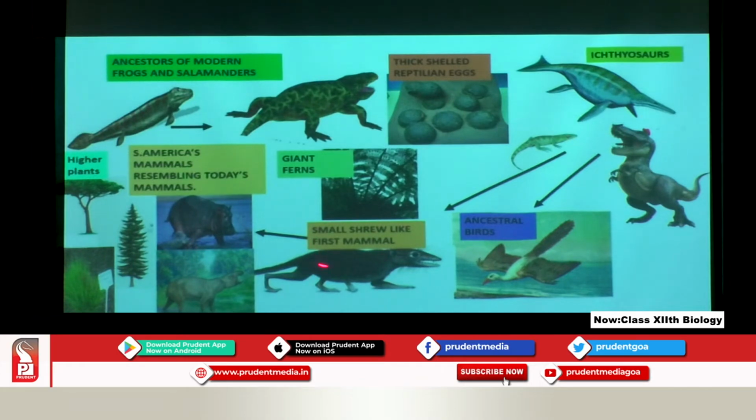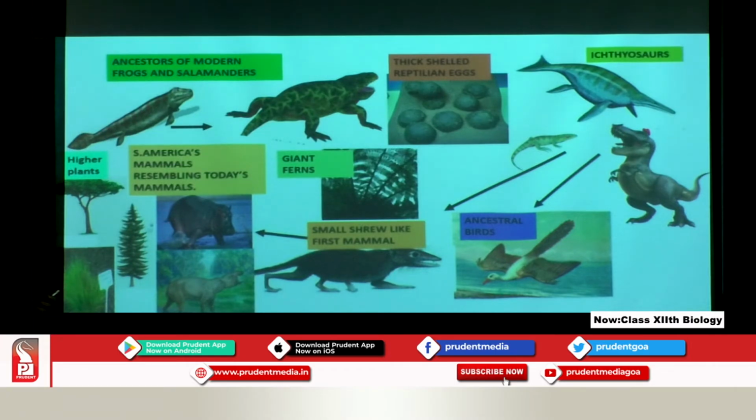So small shrew-like mammals were formed, tree-dwelling ones, and then gradually with time, in South America they have found fossils of organisms which are very big mammals, somewhat like rhinoceros, hippopotamus and all, which could be the ancestors of the present day large mammals. Fine. At the same time even plants were evolving, land plants were evolving, gymnosperms, angiosperms, and in those the monocots, dicots. So this is how the evolution in brief happened on this planet. Clear?